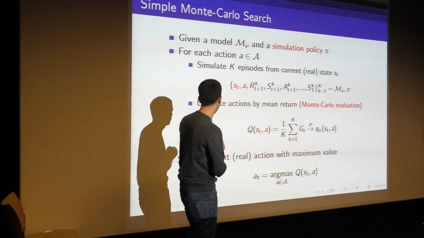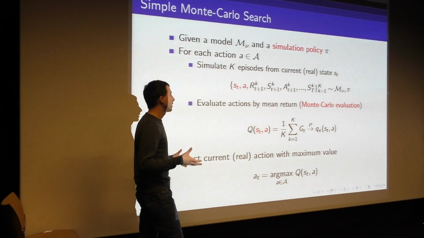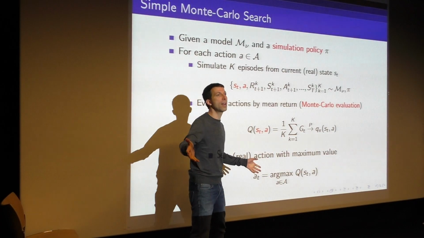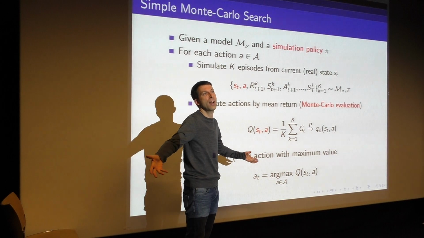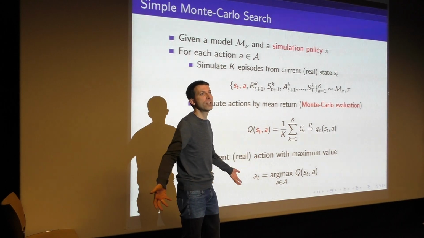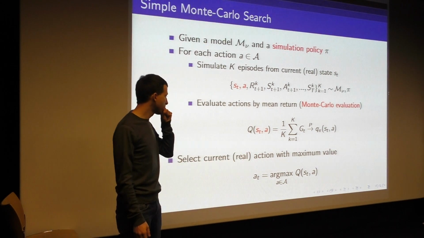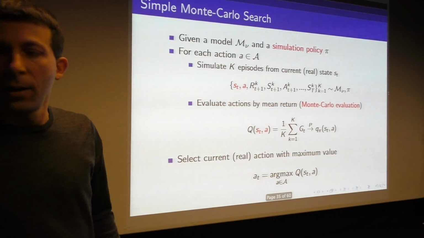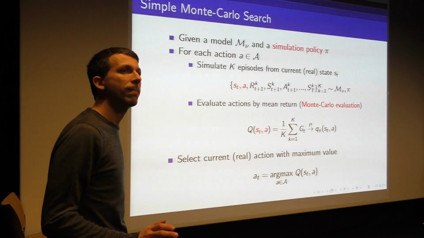of the value function. And then all we do is we pick the real action to take. Now, do I go left or do I go right in the real world? Well, I just pick the one which had the higher mean, the one which did better in my simulations. That's the idea of simple Monte Carlo search. Is that clear as a method?